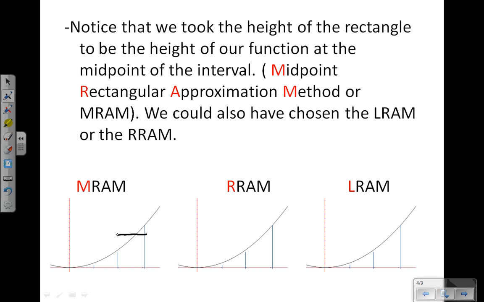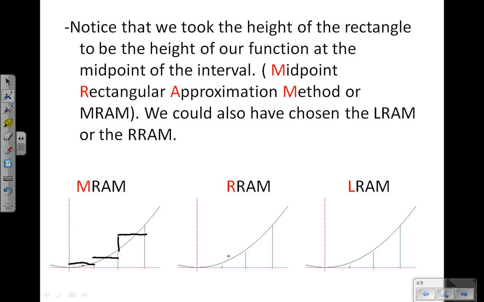So I would use the midpoint. Midpoint's right here. I try to picture the height going across right there. And the next one, midpoint's right here, and the height going across roughly like there. So those are my rectangles.